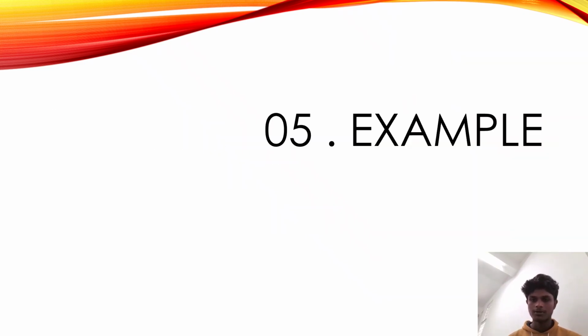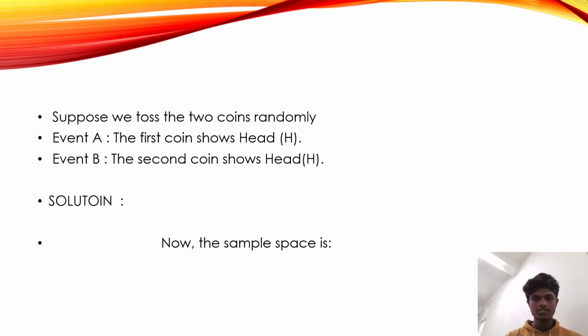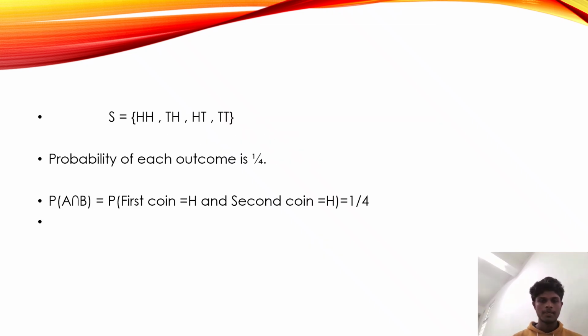Fifth one, example. Suppose we toss two coins randomly. Event A: the first coin shows head. Event B: the second coin shows head. Solution. The sample space is the set of HH, HT, TH, TT. The probability of each outcome is 1 by 4. P of A intersection B equals P of first coin equal to H and second coin equal to H, equal to 1 by 4.